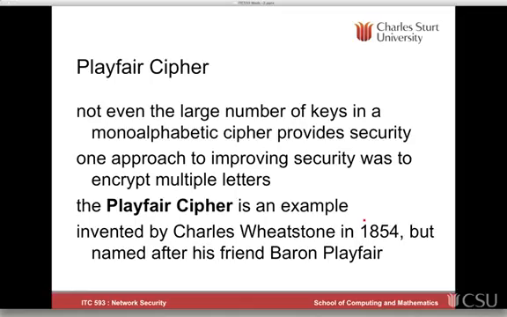The best known multiple letter encryption cipher is the Playfair cipher, which treats digrams in the plaintext as single units and translates these units into ciphertext digrams. The Playfair algorithm is based on the use of a 5 by 5 matrix of letters, and this 5 by 5 matrix of letters is constructed using a keyword.